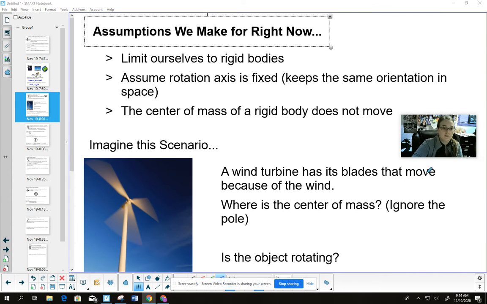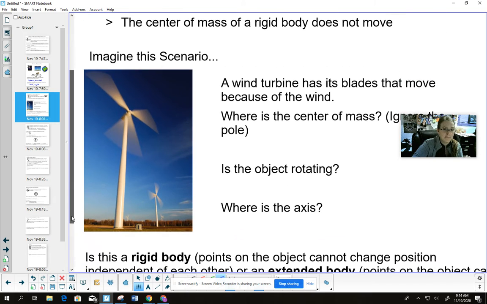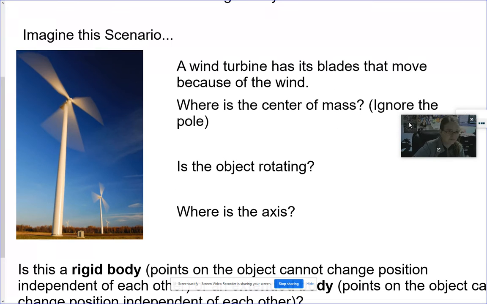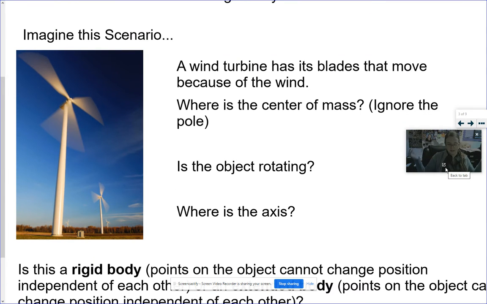So imagine this scenario. You have a wind turbine. If you've ever seen those before going to California, I always am like, oh, the turbines, we're here. It has blades that move because of the wind.